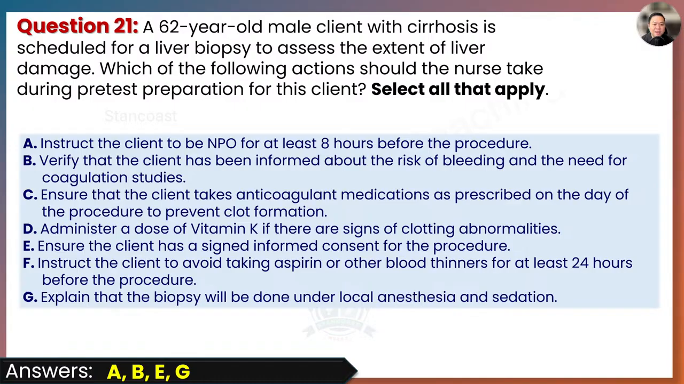We also have letter B, which is correct because patients with liver cirrhosis are at a higher risk for bleeding because the liver is responsible for producing those clotting factors. And so it's critical to ensure the client understands this risk. And so we need to make sure that we have done the coagulation studies such as the PT, INR, and also the platelet count to assess the patient's bleeding risks. And we know that these are very critical in determining whether the patient can safely undergo the biopsy without excessive bleeding.